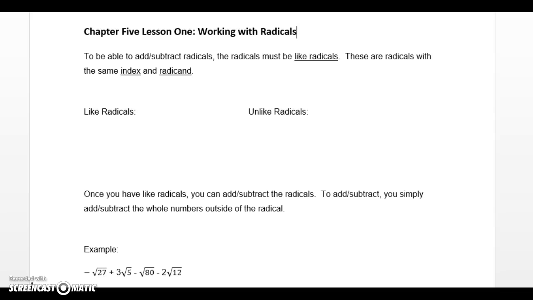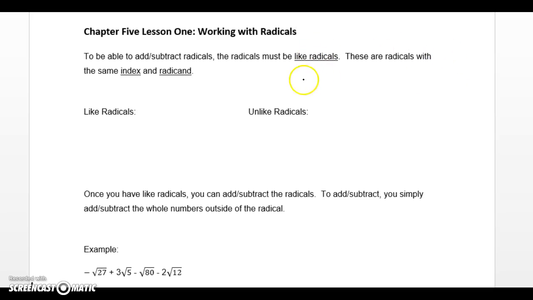In this video, we're going to look at the second video from Lesson 1, Chapter 5, which is talking about working with radicals, and more specifically, we're going to be looking at adding and subtracting radicals. To add and subtract radicals, the radicals must be what we call like radicals. You can think of it as like terms when we're trying to add exponents or variables. Essentially, like radicals will have the same index and the same radicand.